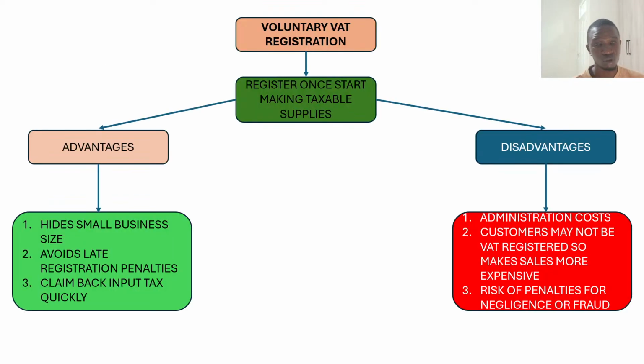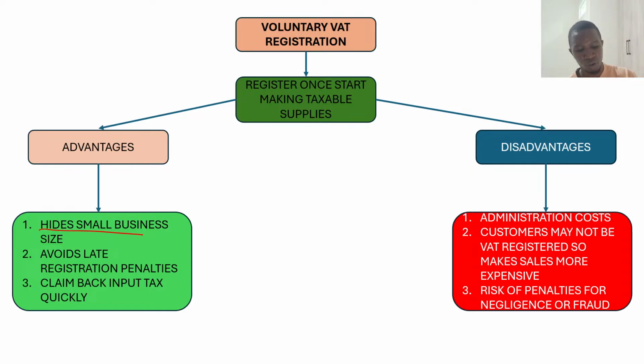Then also you are able to do voluntary VAT registration. What are the advantages of voluntarily registering for VAT? Whenever you start making taxable supplies, you can register for VAT voluntarily. What are the advantages? One advantage is that it hides the small business size, especially if you are dealing with companies that would want to deal with reputable companies. It will hide that small business size. They would think or see it as you are organized, and also you are not a small company.